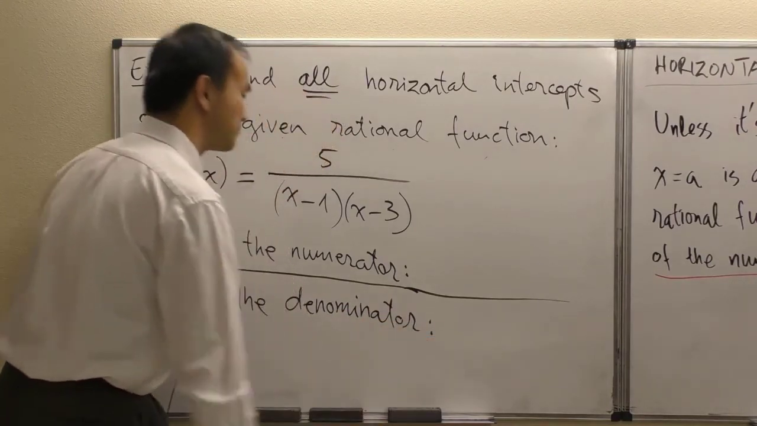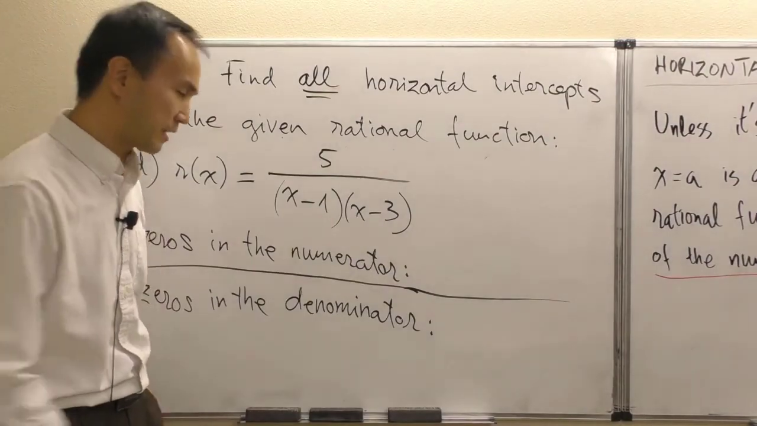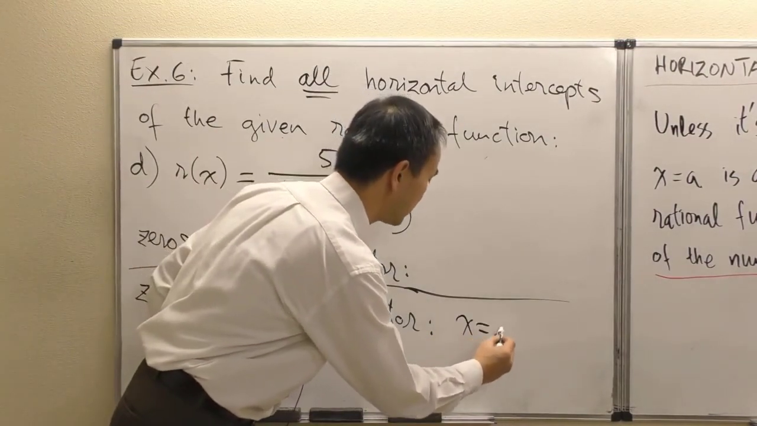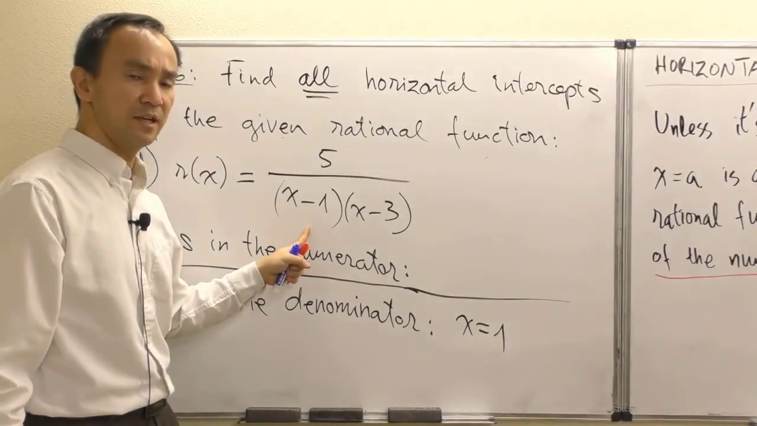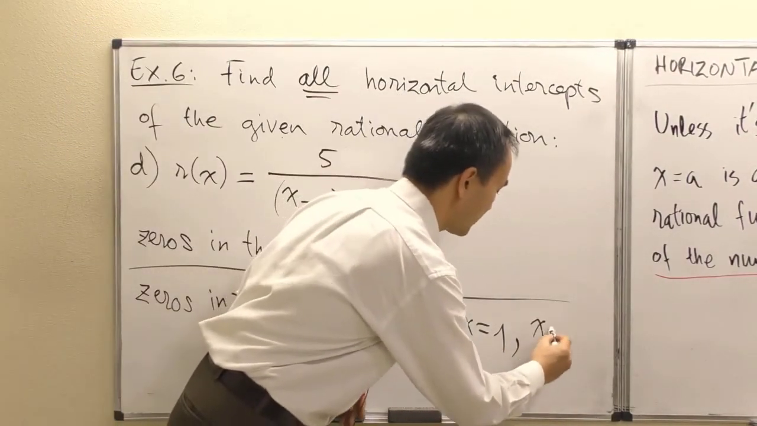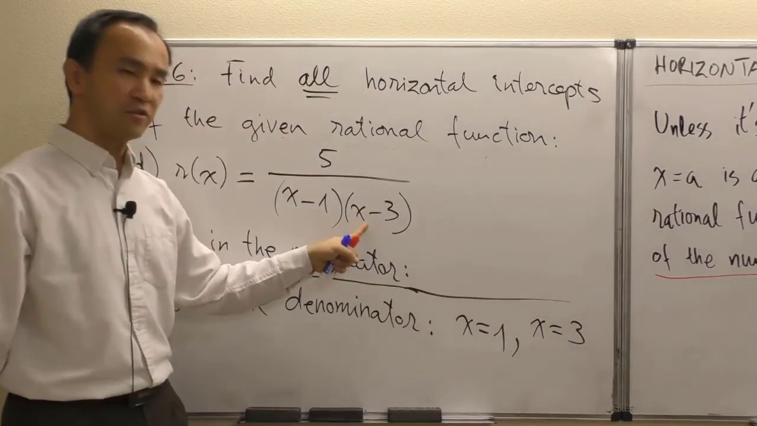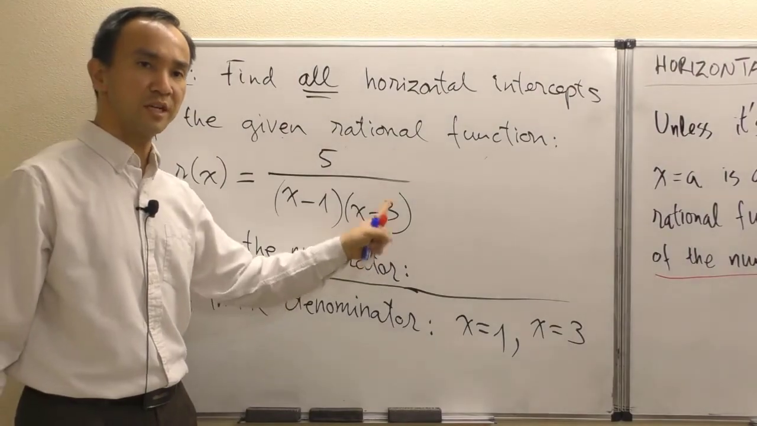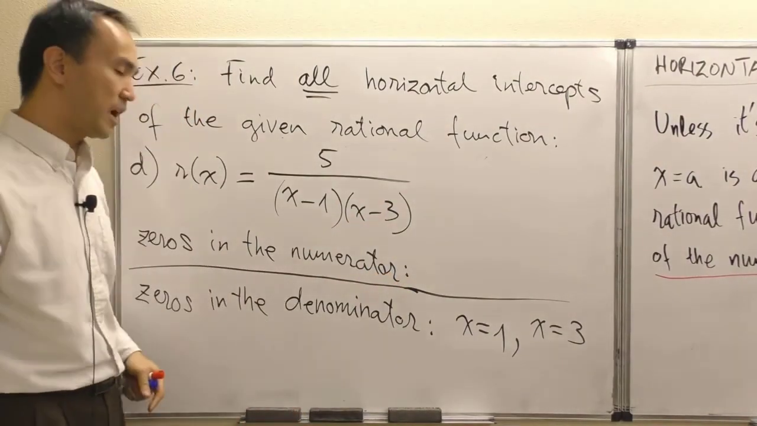All right. It's easy to see the zeros in the denominator. Let's just write it down immediately. x equals 1 corresponds with that x minus 1 distinct linear factor in our denominator. We have another one, x equals 3, which corresponds to that x minus 3 distinct linear factor. And we have found all zeros in the denominator.